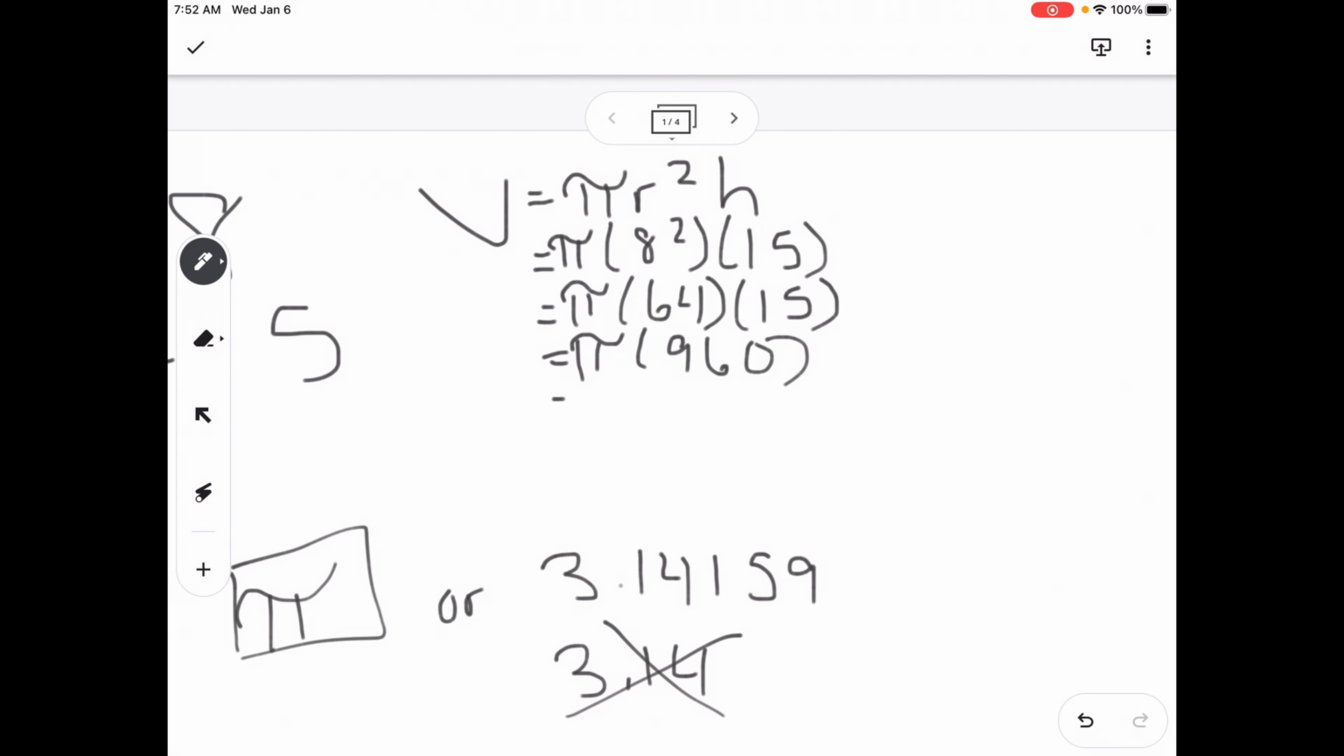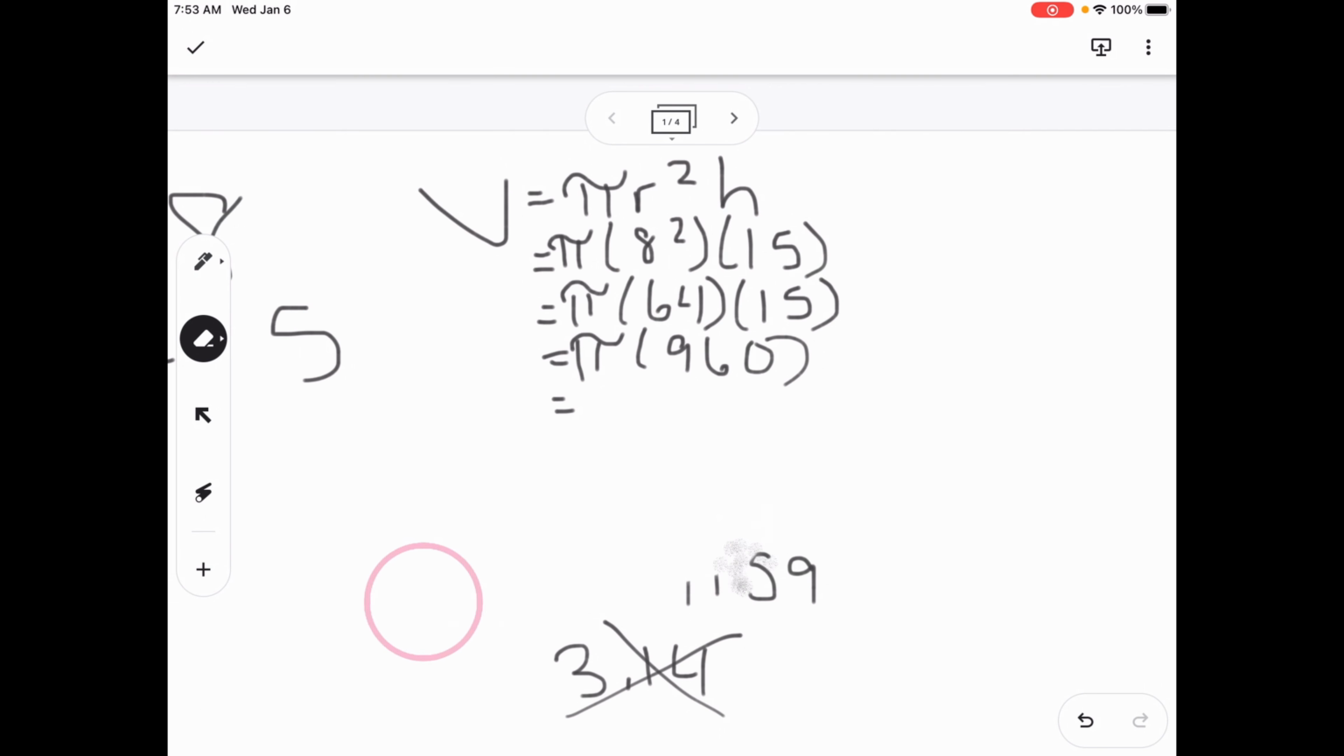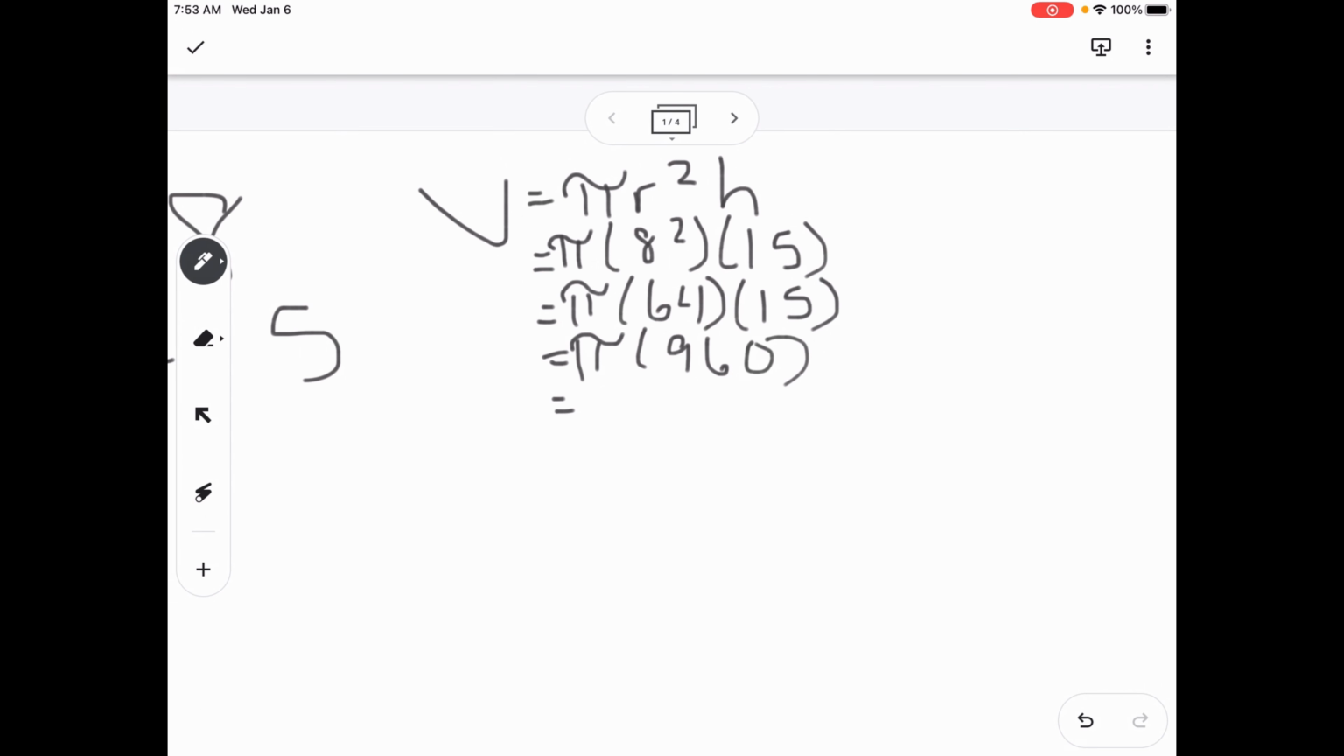Okay, so because I do not have the pi button on this calculator, I am going to use 3.14159, and the answer that I get is 3,015.9264, which I'm going to round to 3,016 centimeters cubed.